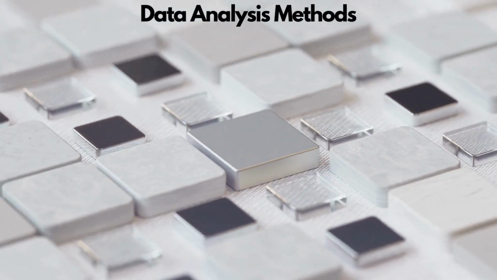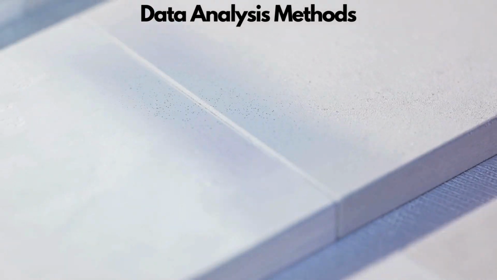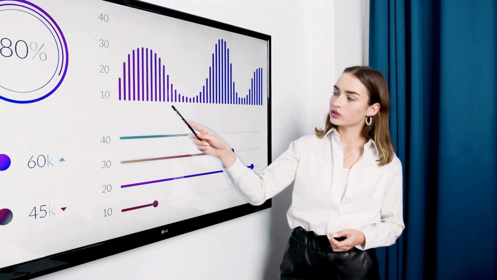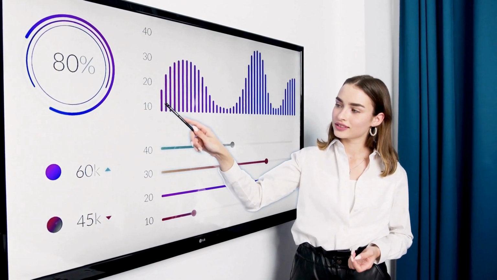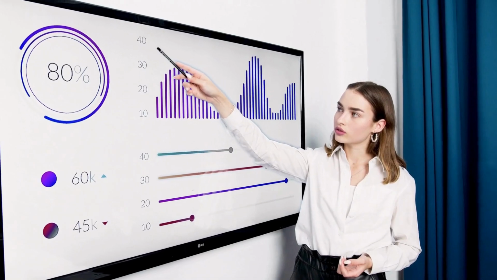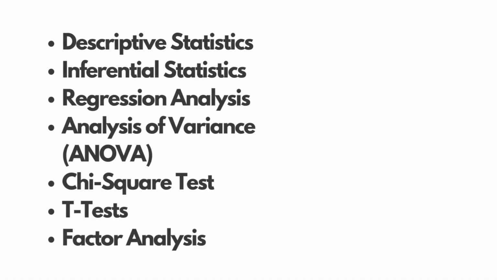Data analysis methods. Here, you detail the techniques and procedures you'll use to analyze the collected data. Whether it's statistical analysis, content analysis, thematic analysis, or coding, make sure to justify your choice. Some commonly used data analysis methods are descriptive statistics, inferential statistics, regression analysis, analysis of variance (ANOVA), chi-square test, t-tests, factor analysis, etc.